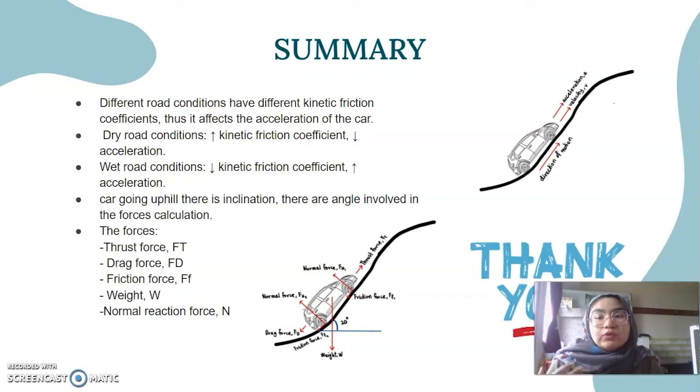Okay, so when the car is going uphill, there will be inclination. That means there will be angles involved in the calculation to find the forces. And in this situation, we have 5 forces involved, which are thrust force, drag force, friction force, weight, and also normal reaction force. And we can derive them by drawing the free body diagram. And from the free body diagram also, we can extract kinetic motion.